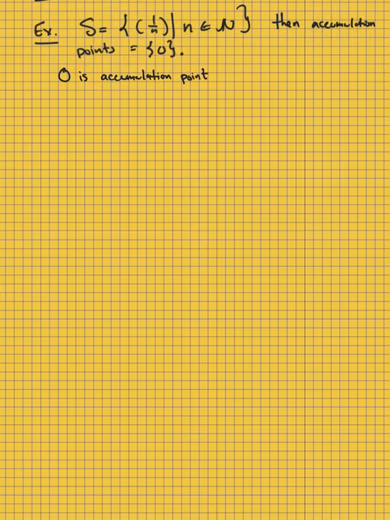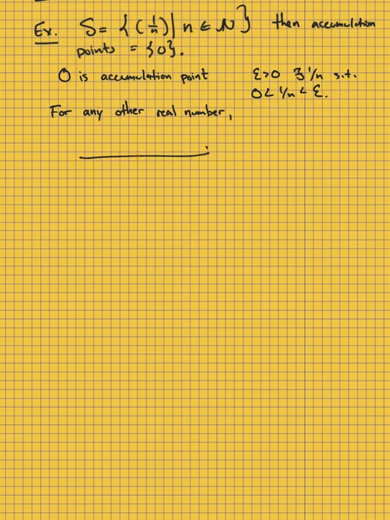This is because if you take any epsilon greater than 0, we can find some 1 over n so that 0 is less than 1 over n, which is less than epsilon. Okay, so essentially the same proof that it converges to 0 shows that 0 is an accumulation point. For any other real number, well, I'll let you think about numbers that aren't between 0 and 1.